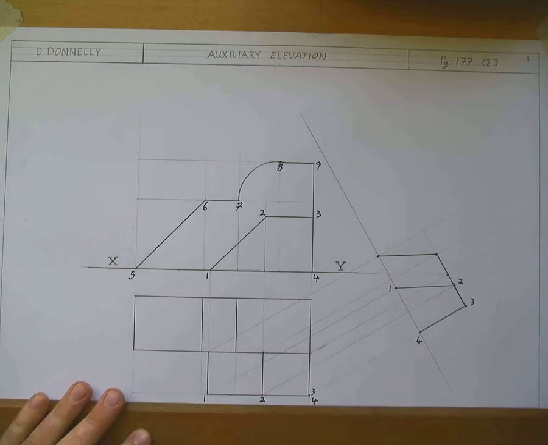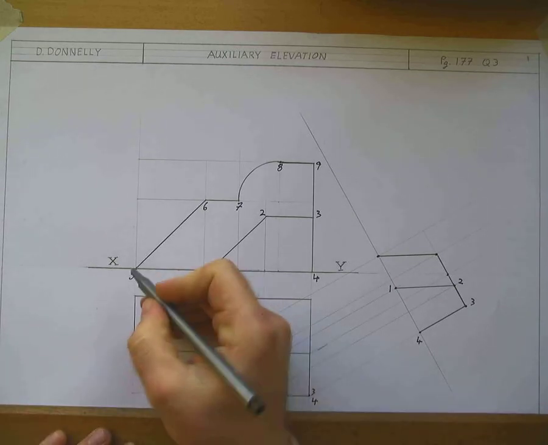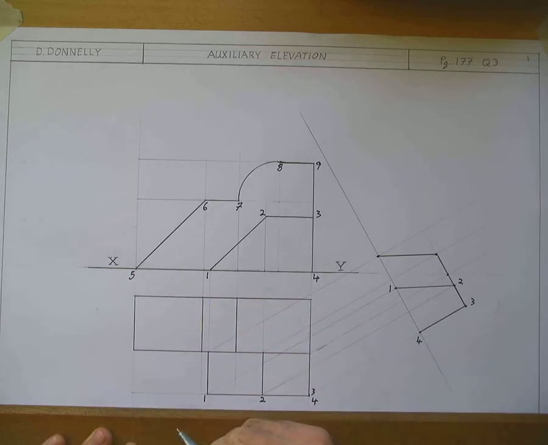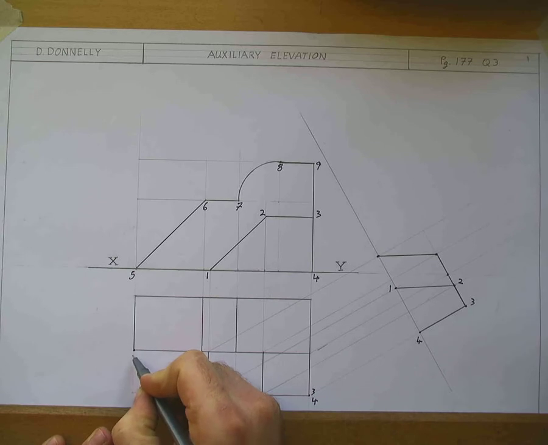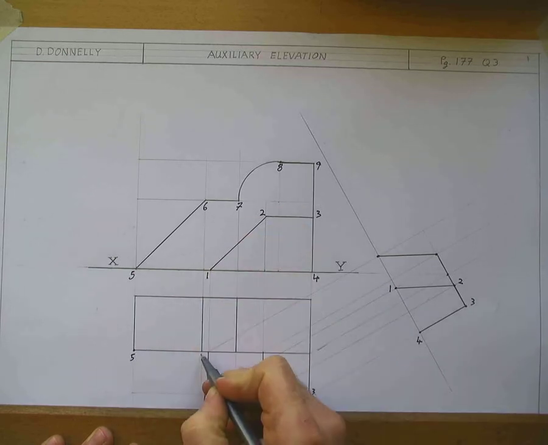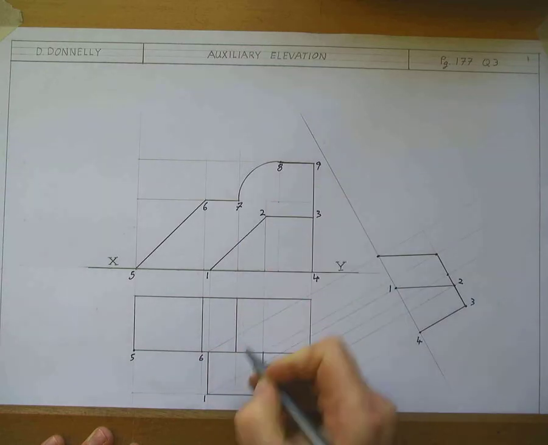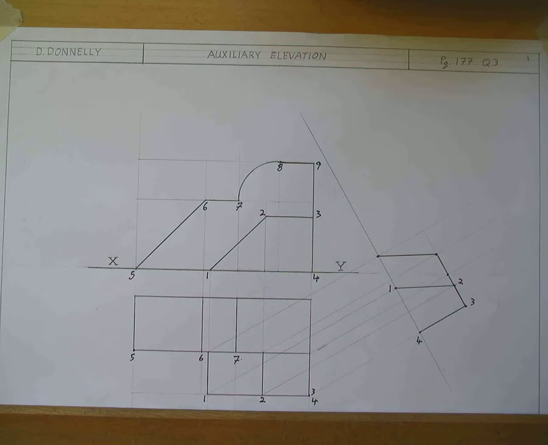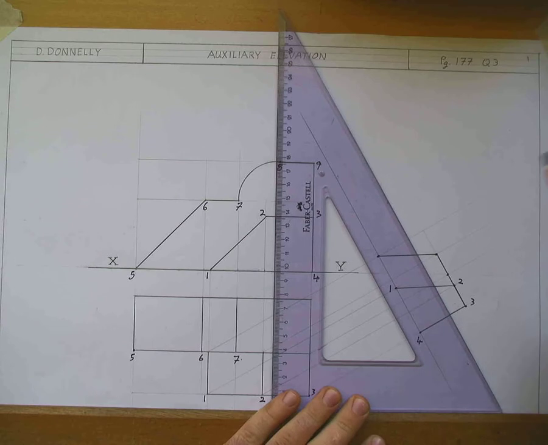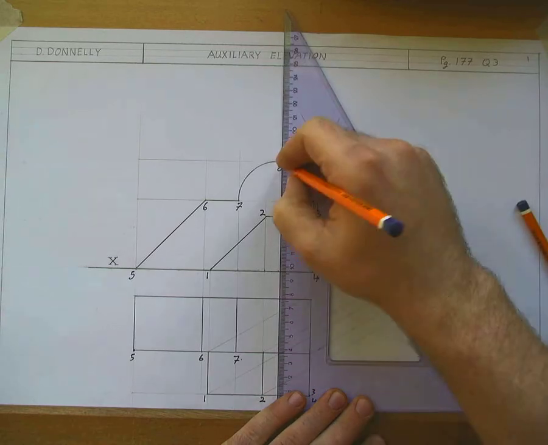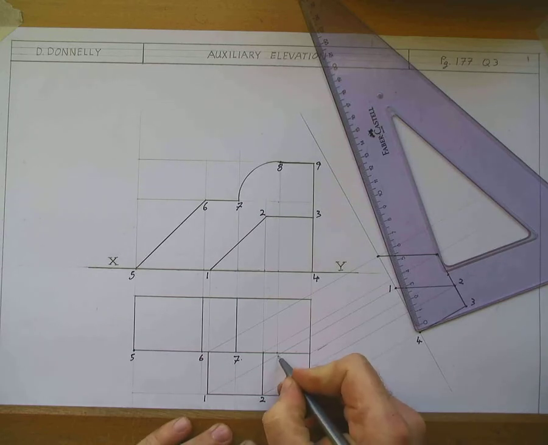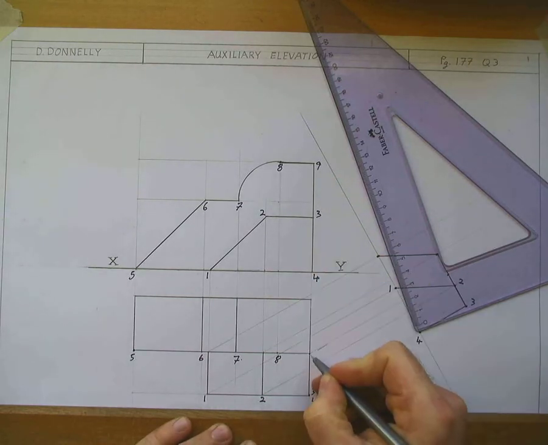Okay, so point 5 first of all. We're going to find all them points in our plan now. Okay, so we're working our way back through the object as I said before there. So point 5 in our plan is here. Point 6 is here. Point 7 is there. Now we may have to just find point 8 there. And point 9 is right here.